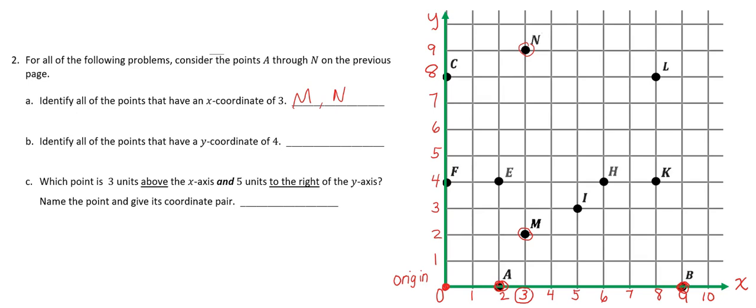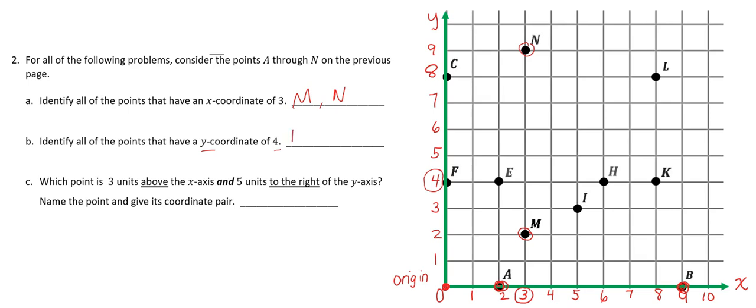Now we're going to look for points that have a y-coordinate of 4. So I go up the vertical axis, or the y-axis, to the 4. I'll go across to see which points I would get to if I went over on the x-axis and then up 4. So that would be point F.